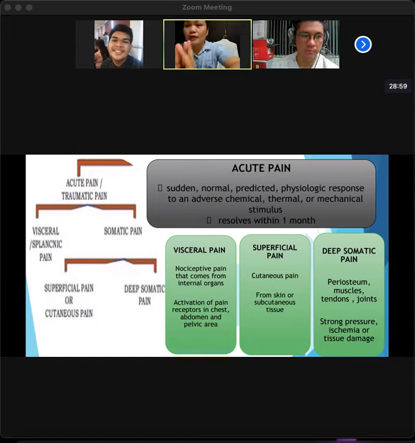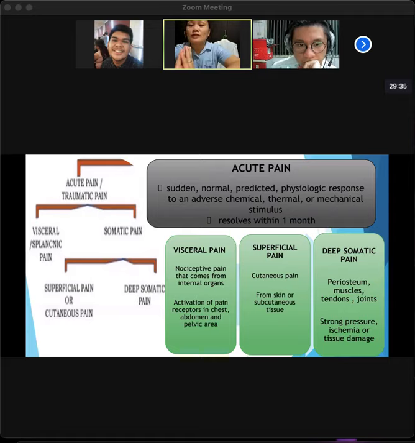Under these is visceral pain, which is nociceptive pain that comes from internal organs, with activation of pain receptors in the chest, abdomen, and pelvic area. Then there is superficial pain, such as cutaneous pain from skin or subcutaneous tissue. For deep somatic pain, it involves the periosteum, muscles, tendons, joints, strong pressure, ischemia, or tissue damage.